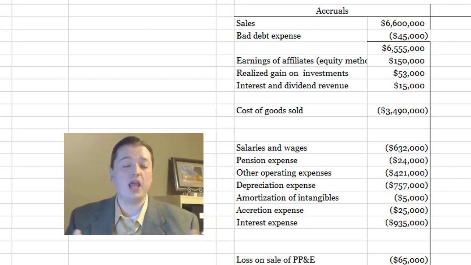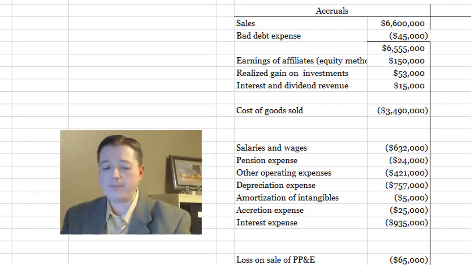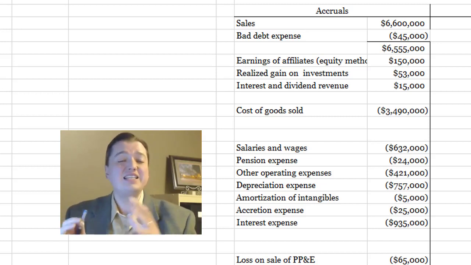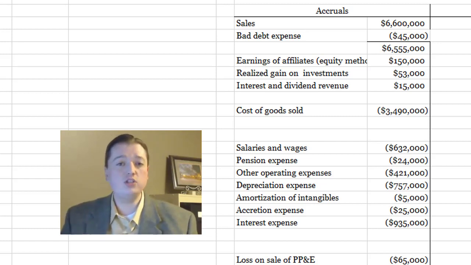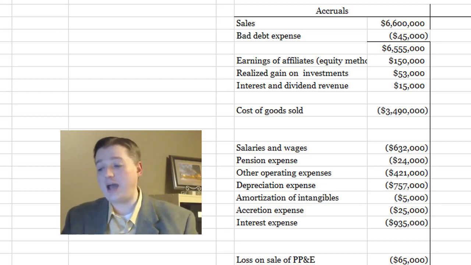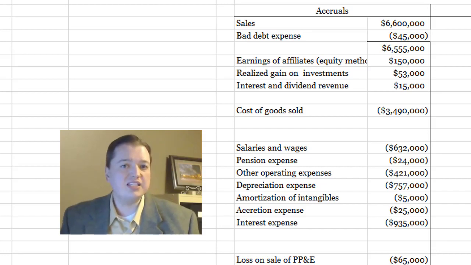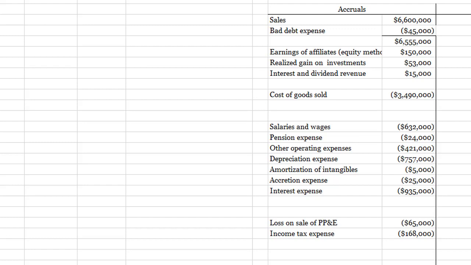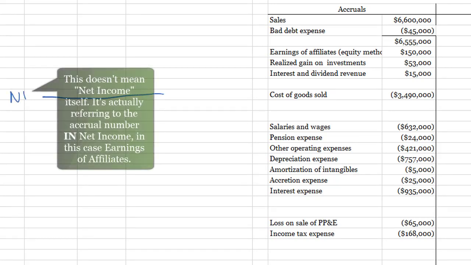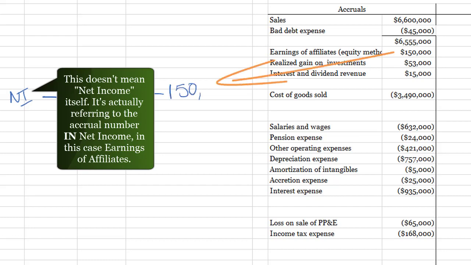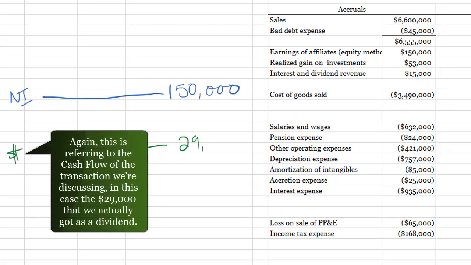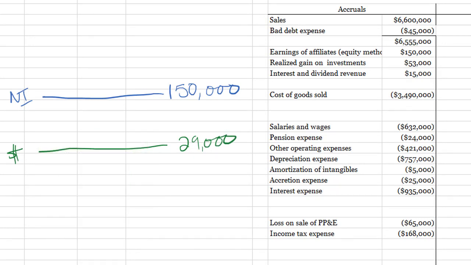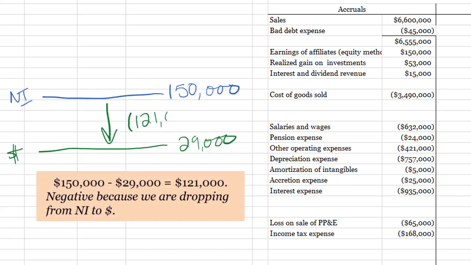So the best way to figure out that adjustment is to look at the difference between GAAP and cash information. It's the same kind of adjustment and shortcut we were using when we converted from GAAP to tax. Why? Because tax law is typically cash-based, GAAP is accruals-based. So that same shortcut works not only to switch from GAAP to tax, it also works GAAP to cash flows because they're usually the same thing. Tax is the cash flow numbers. So let me draw this here. This is our net income number, and it's that $150,000. The cash flow is $29,000. So if I want to get from net income down to cash flow, I need an adjustment of $121,000 down.